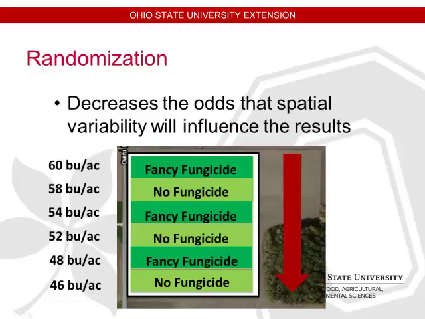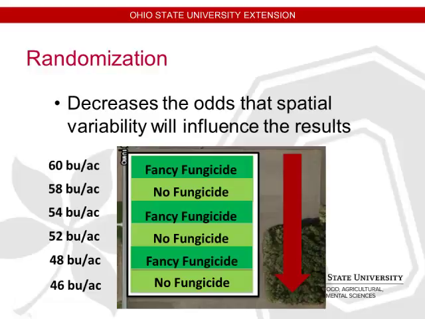So with or without the fungicide treatment, our yields are starting to trend. We start out with 60 bushels per acre. In the next plot, we get 58. And then we're down to 54, 52, 48. Our yields are going down. And I went too far.